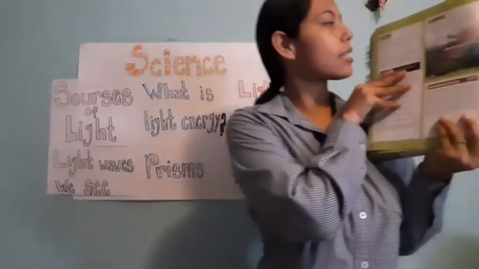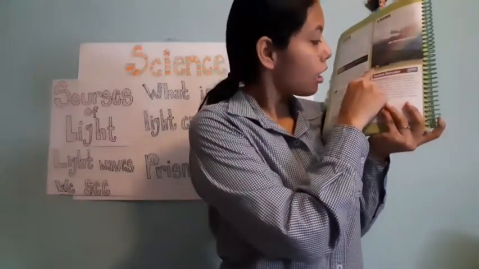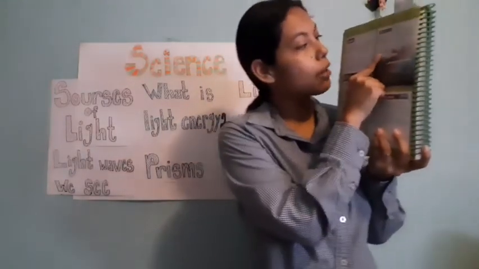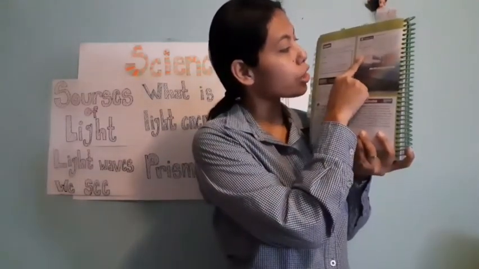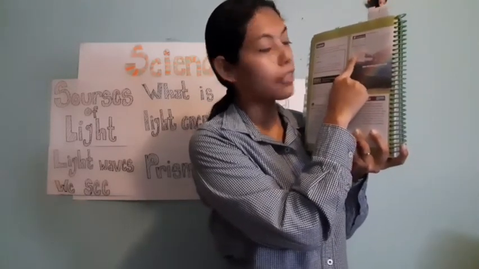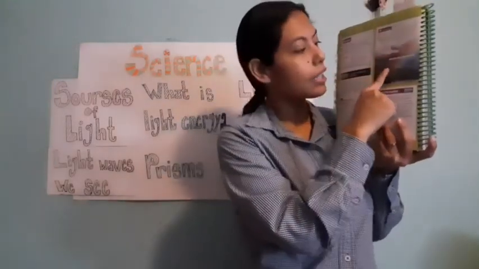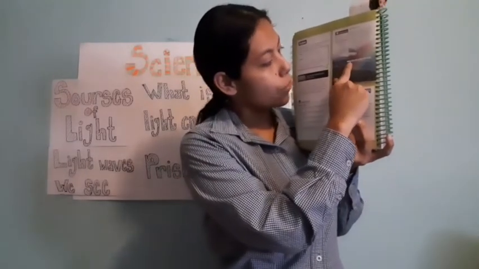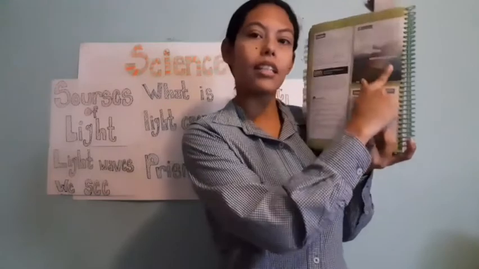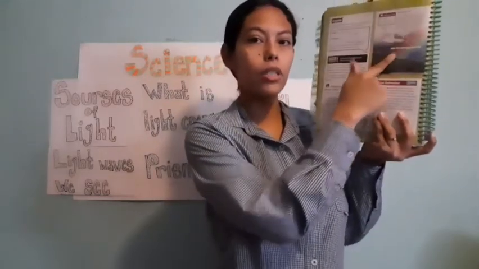The second topic is the light waves we can see. This topic we can see on page 248. On this page we have just one question. Why does the visible light spectrum have different colors? Here you can see a picture: red, orange, yellow, green, blue, and violet. This is a rainbow. Can you see it in your book?